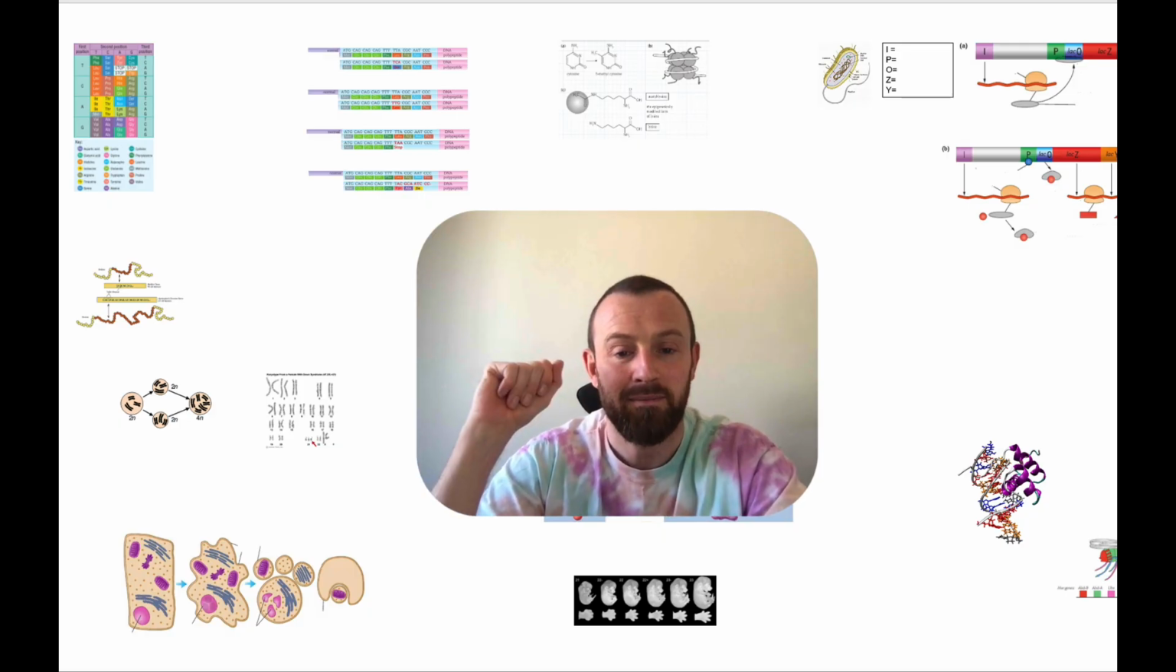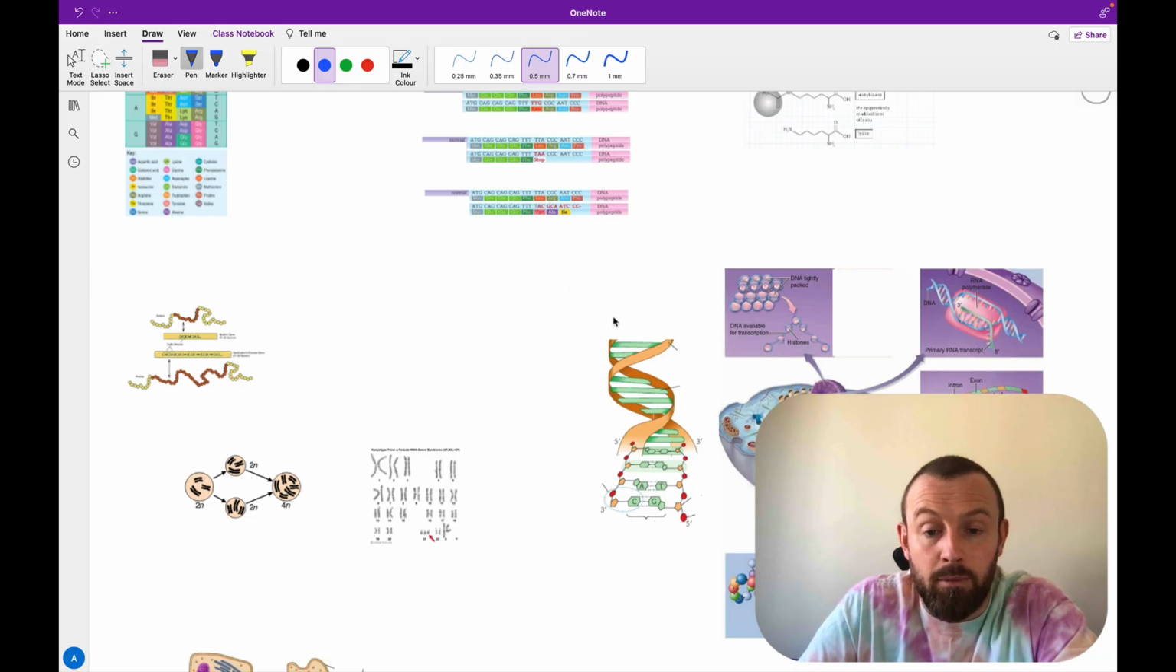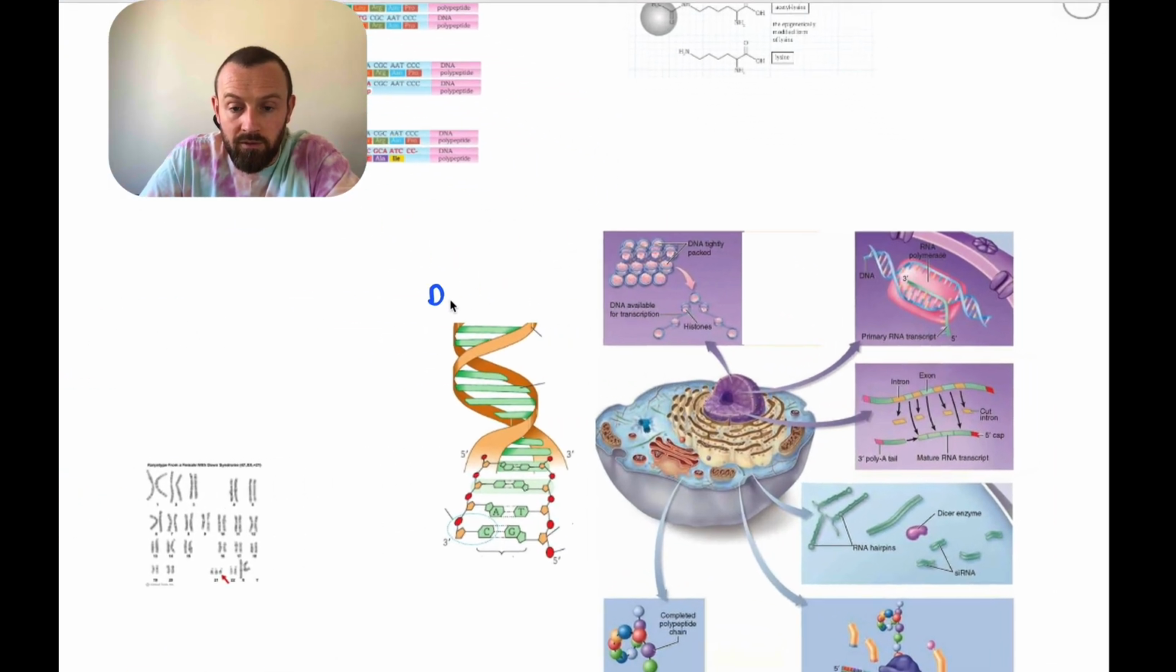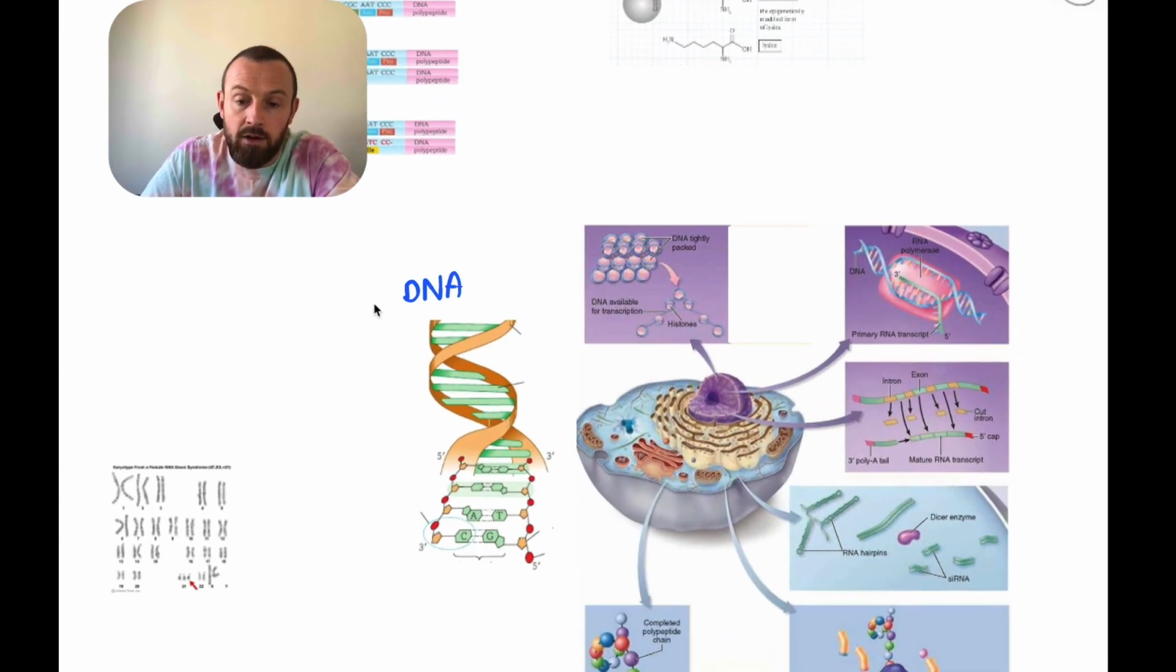Okay, let's get going. So let's start with a quick recap on DNA. Here we have DNA. And of course, this stands for deoxyribonucleic acid. I'll write that up here. So deoxyribose is the sugar, and it's a nucleic acid.